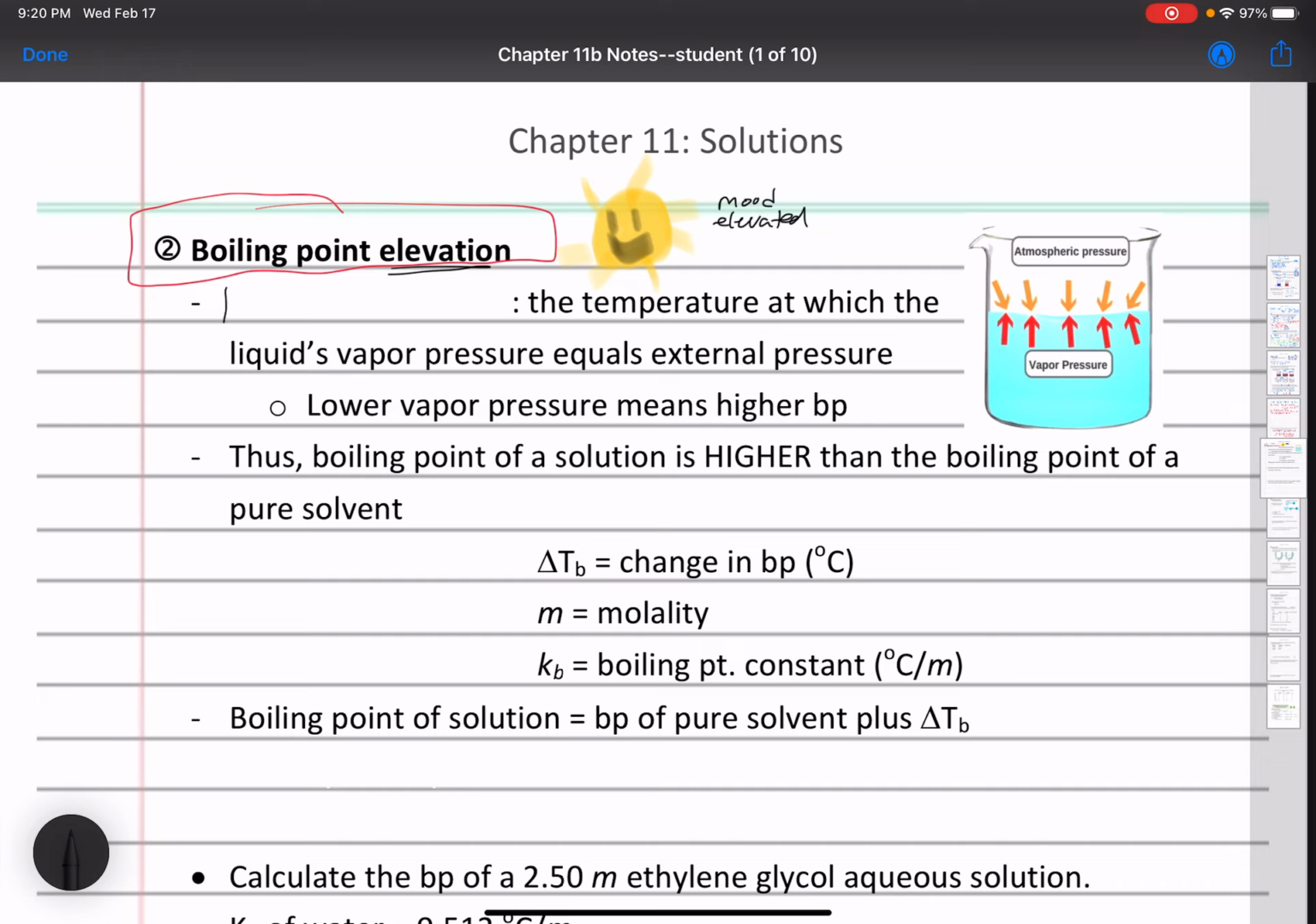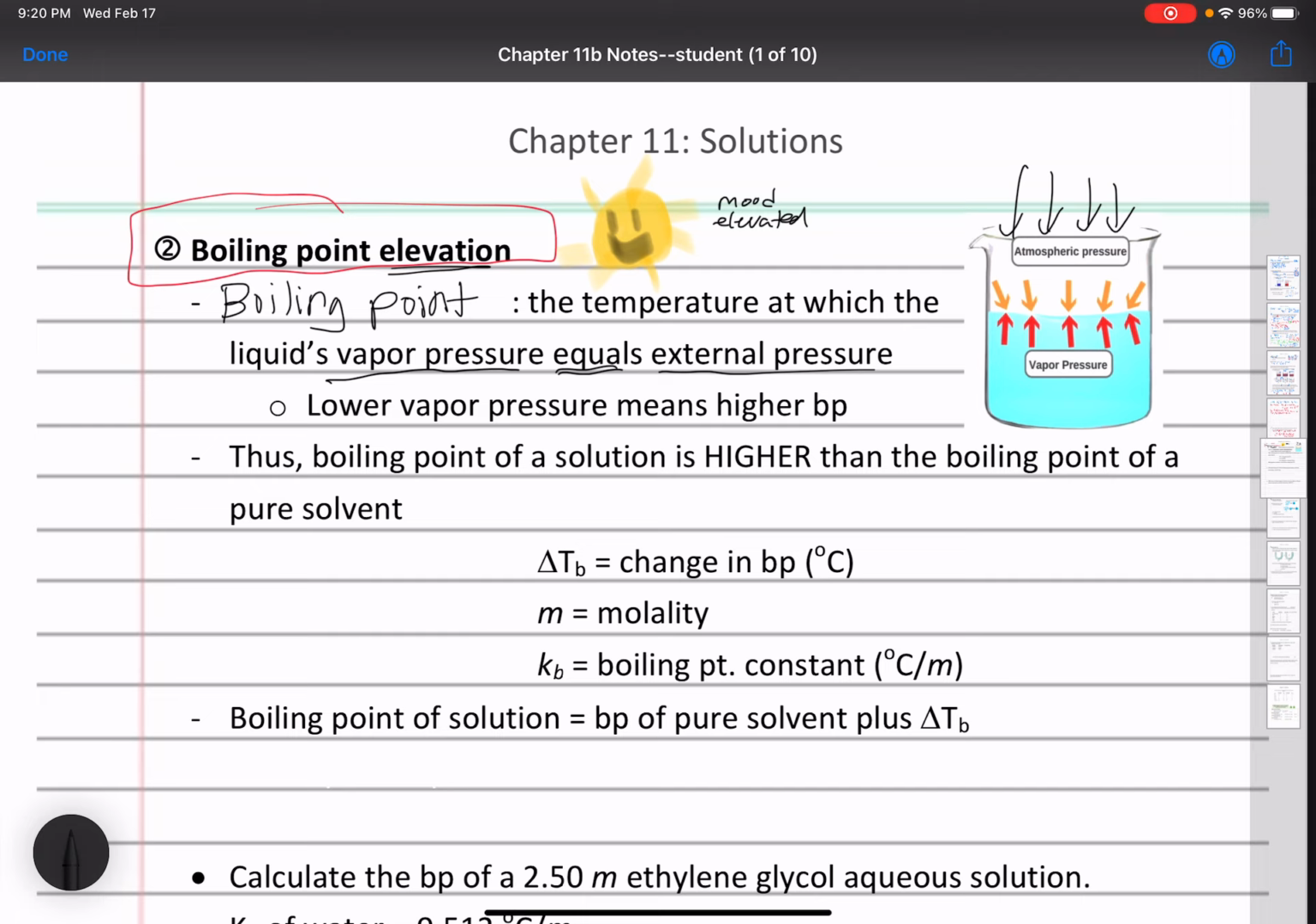All right, so the definition of boiling point is the temperature at which the liquid's vapor pressure equals its external pressure, which is generally atmospheric pressure. So there's always atmospheric pressure pushing down, right? That's what these yellow arrows are. There's 14.7 pounds per square inch of air actually pushing on you at all times. It's just the weight of the atmosphere, however many a mile or two of air that's on top of us, and we don't feel it.